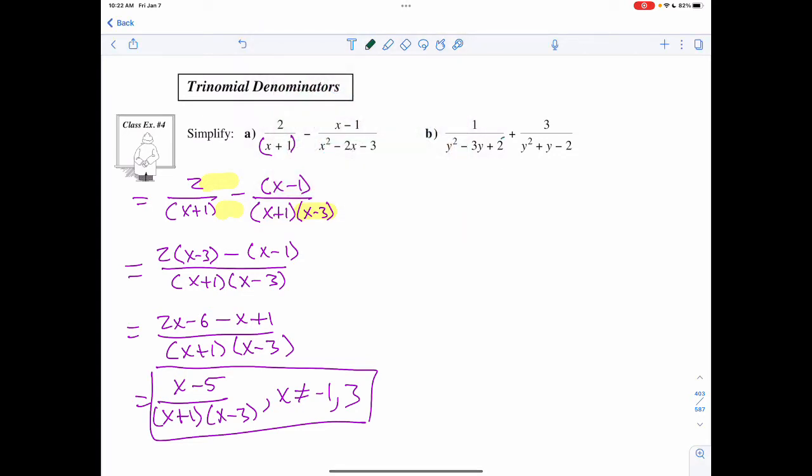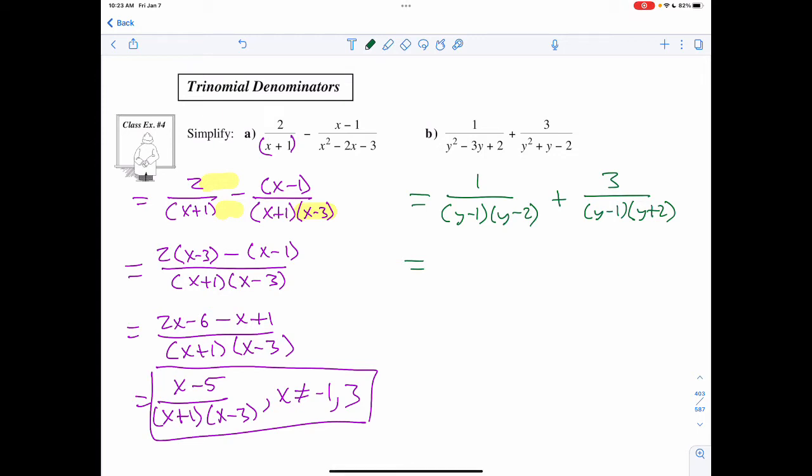When I look at example B, I've got to factor down both my denominators. And as we've seen so far, and it's not always going to be the case, but it's always possible, we're likely to have a common factor when we factor them down. So I'm going to start by factoring and say that I have 1 over y minus 1 and y minus 2 plus 3 over, when I factor this down, y minus 1 and y plus 2.